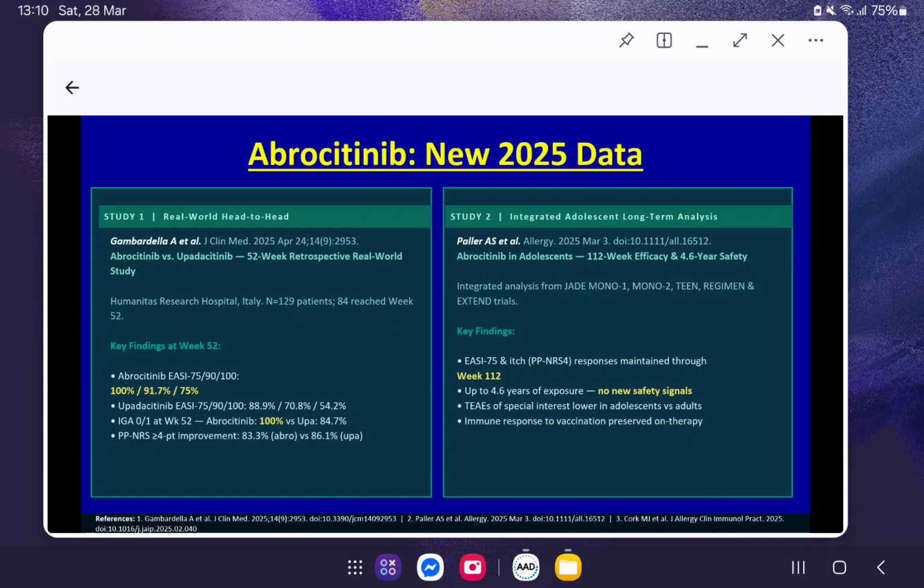And in 2025, we also got some new abrocitinib data which was a real-world head-to-head study. It was a 52-week study of abrocitinib versus upadacitinib, which showed very nice comparable equivalence and efficacy. And then we also have adolescent data that was published by Amy Paller's group looking at abrocitinib and showing no new safety signals in the adolescent population.